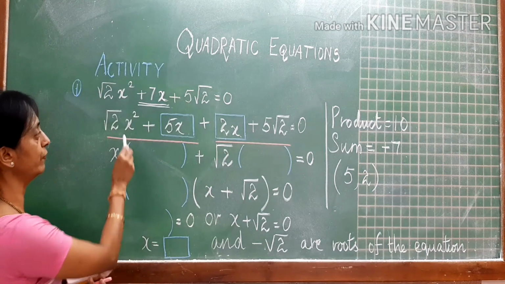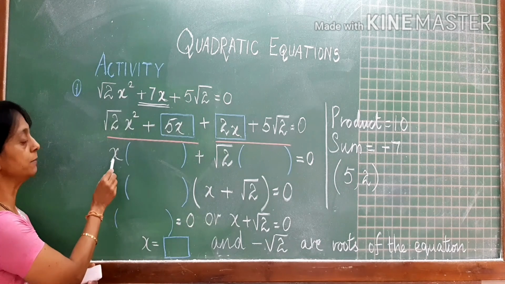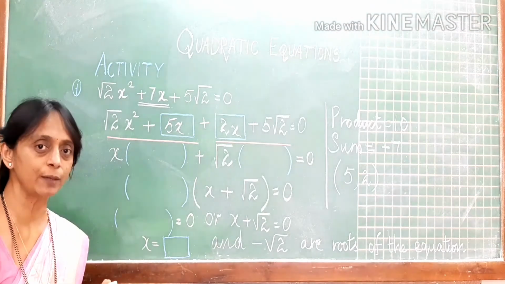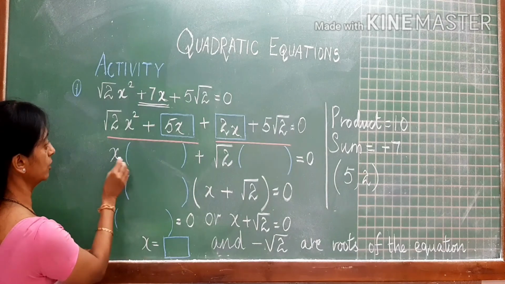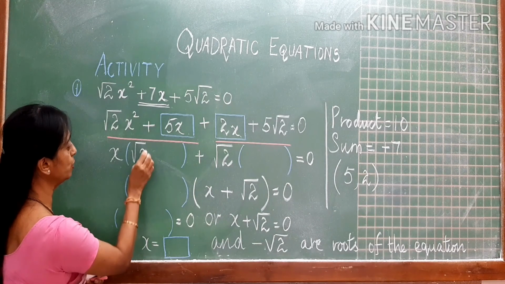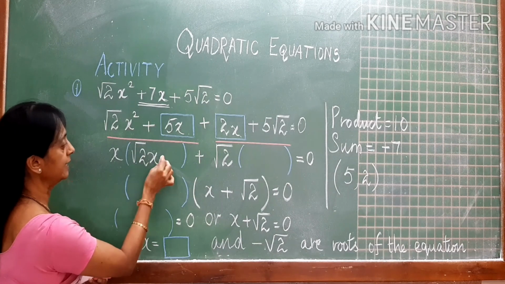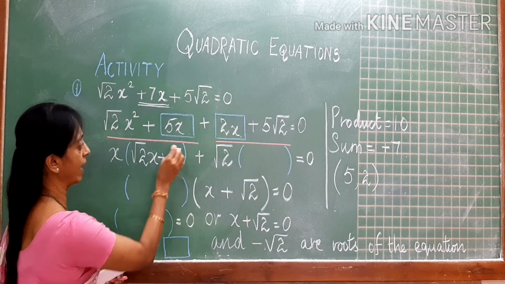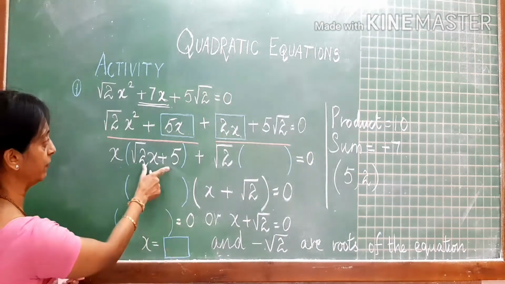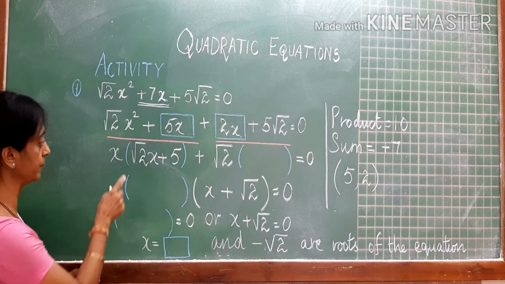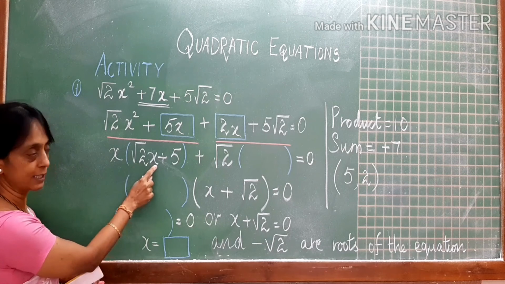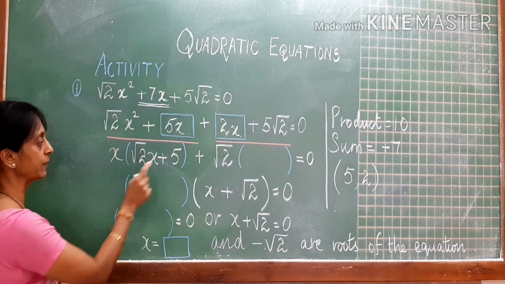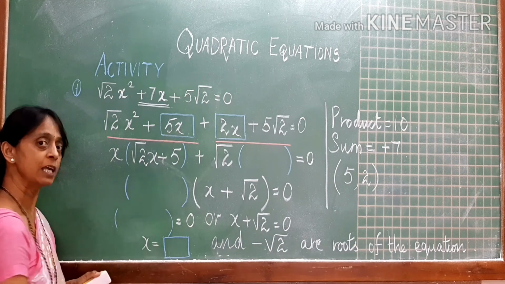Let's concentrate on the first two terms. From the first two terms, they have taken out x common. So inside, what goes inside the bracket? The uncommon terms. So the uncommon term will be root 2x with a plus and 5. Let's open the bracket and see if we get the same terms back. X into root 2x will be root 2. X into x is x squared. So there we are right. And 5 into x again gives me 5x.